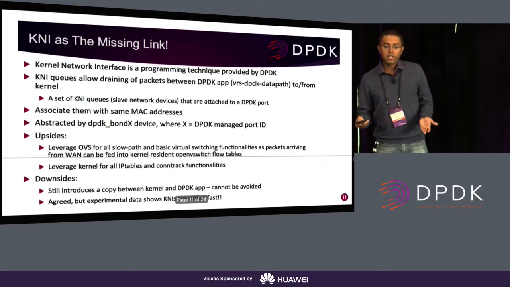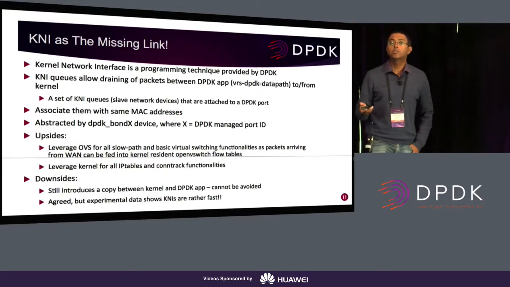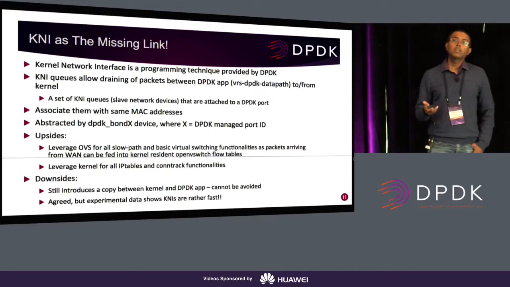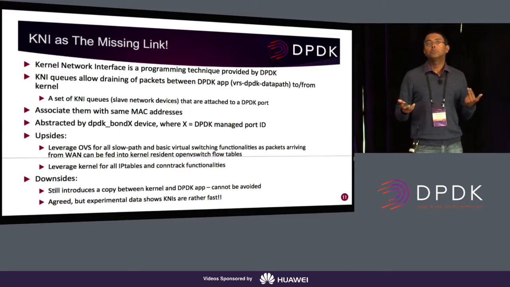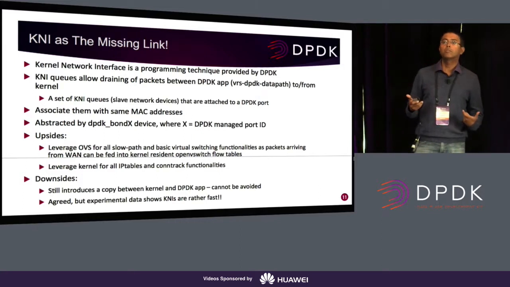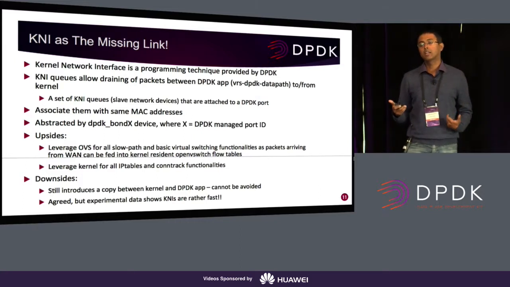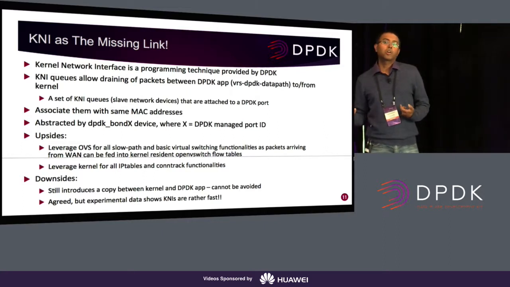So what we did was we tried out KNI, and this proved to be very good, because KNI is kind of a conduit to send the packets from a DPDK-based application into the kernel. We need the kernel, as our solution is based on Open vSwitch, and the flow table for switching packets resides inside the kernel. We want to somehow send the packets into the kernel, because we also want to implement things like iptables and conntrack. So KNI serves as the conduit.